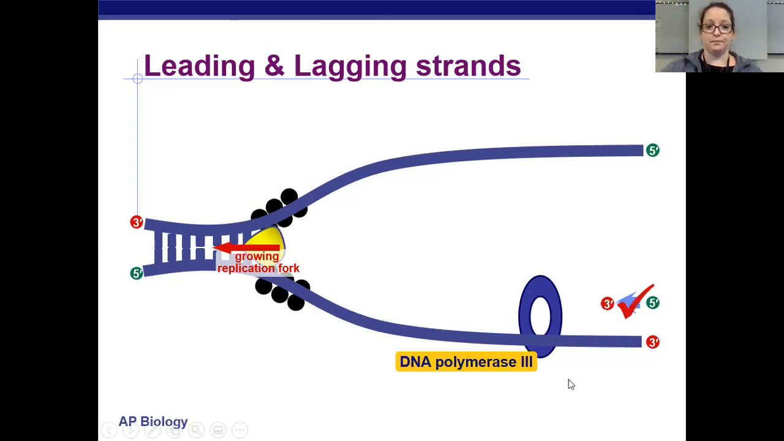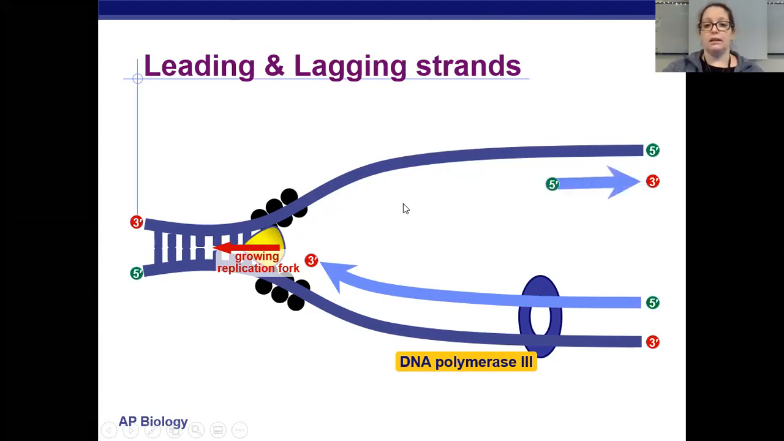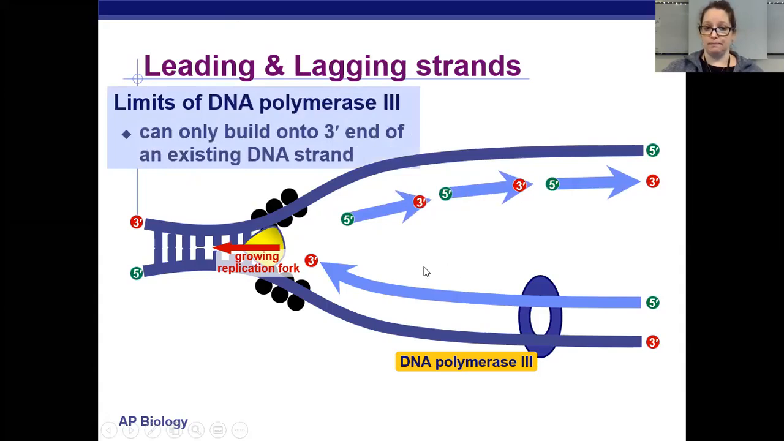Okay, so that's good. So it's just going to build. But here we have our 3' to 5' end. We can't do that, remember. So we have to start in the middle somewhere and build back, and then start somewhere else and build back, and start somewhere else and build back. These are the Okazaki fragments. So that is the limit of DNA polymerase 3. It can only go in the 5' to 3' direction. Why? Evolution, man. That's why.